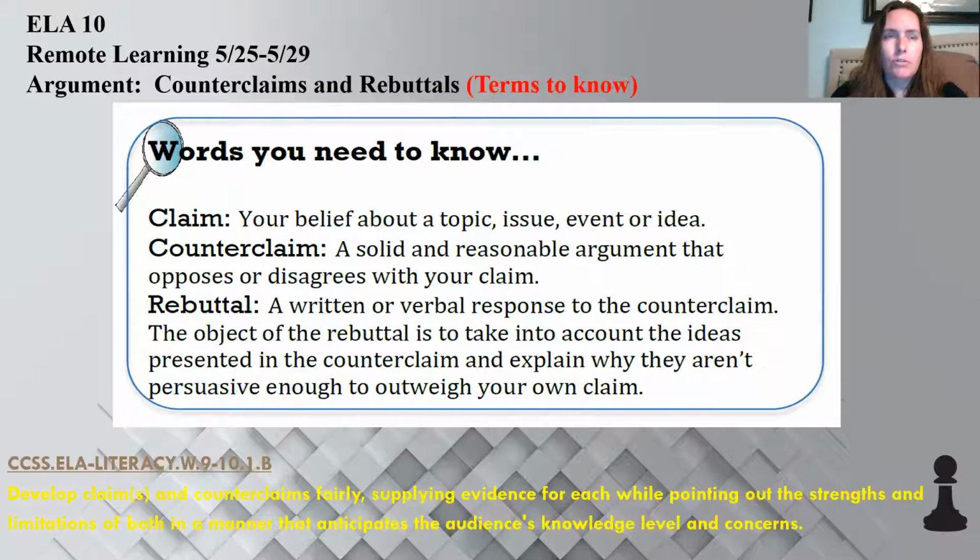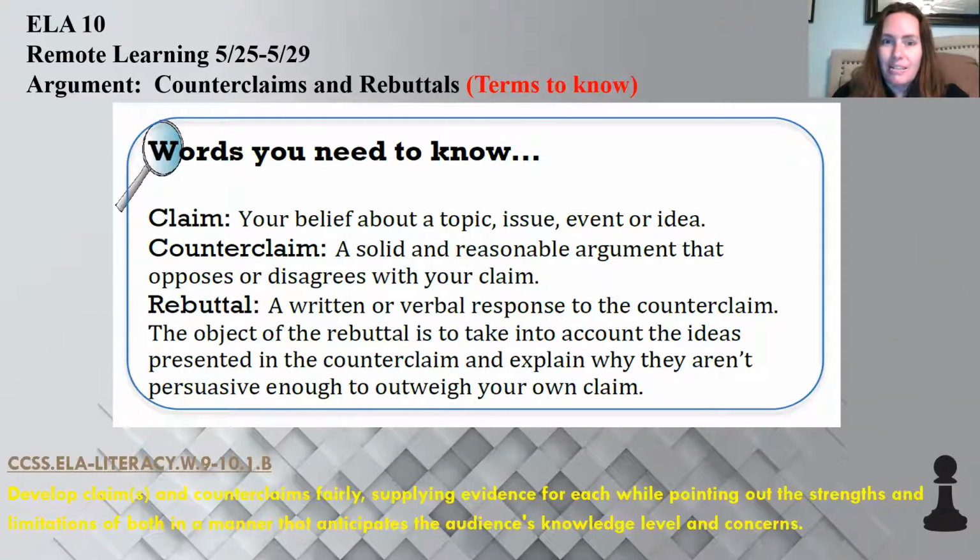So if I say that we need school uniforms because it will help prevent bullying, and then someone mentions a counterclaim, or I write a counterclaim that says, oh, well, some people might say that bullying's going to happen regardless of what someone's wearing, because people aren't just bullied because of the clothes they wear. They're bullied because of their family. They're bullied because of who their friends are. They're bullied because of their body shape. They're bullied because they have too much acne. These are all things that have nothing to do with the clothes that you're wearing. That's a good counterclaim, right?